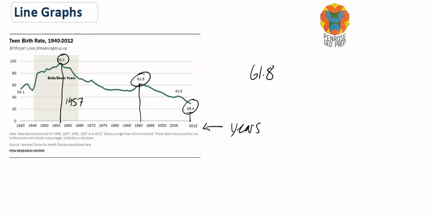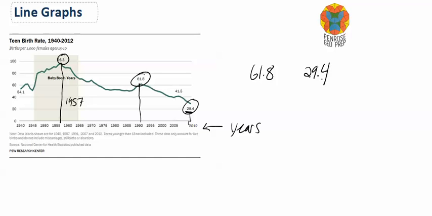Now let's look for the teen birth rate in 2012. Pause the video here and see if you can figure out the teen birth rate in 2012, and then continue listening to find out if you got the answer correct. Okay, so let's look at the teen birth rate in 2012. We see that it's 29.4. So the teen birth rate in 2012 is 29.4.